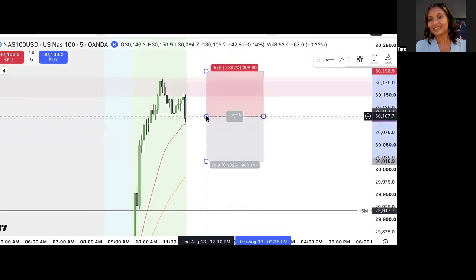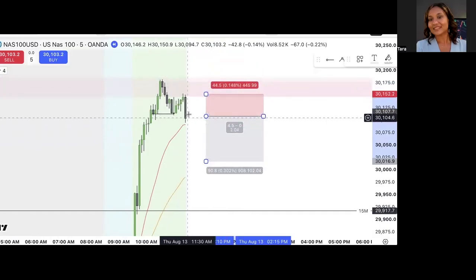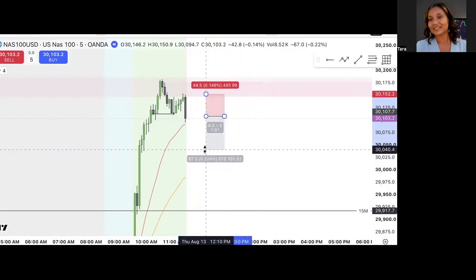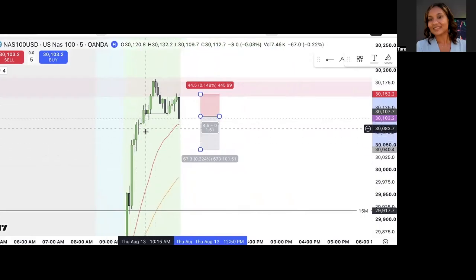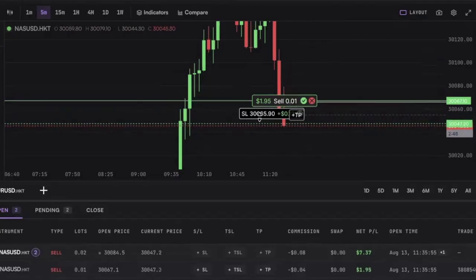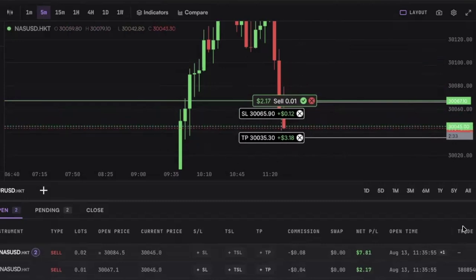We can get in around here, as we know there's always a little bit of retracement. And then we'll shoot for these last couple of wicks here, because we know that all these wicks are considered liquidity. All right, we are in the trade, and we'll go ahead and move our stop loss down to break even, since this is a very small account.